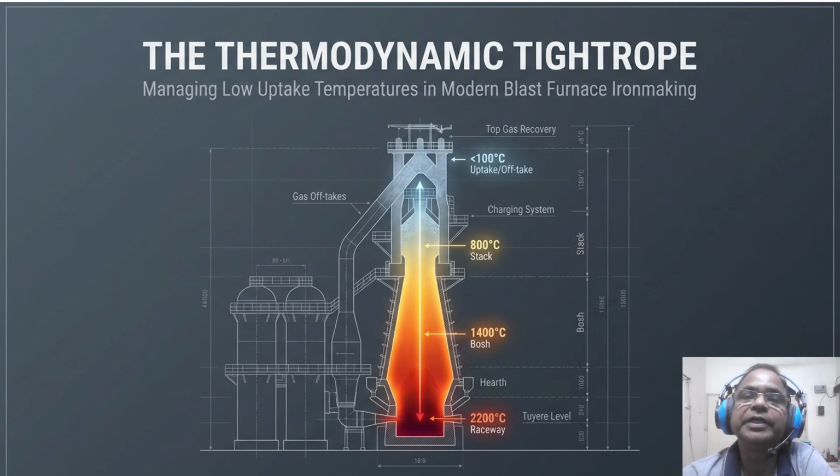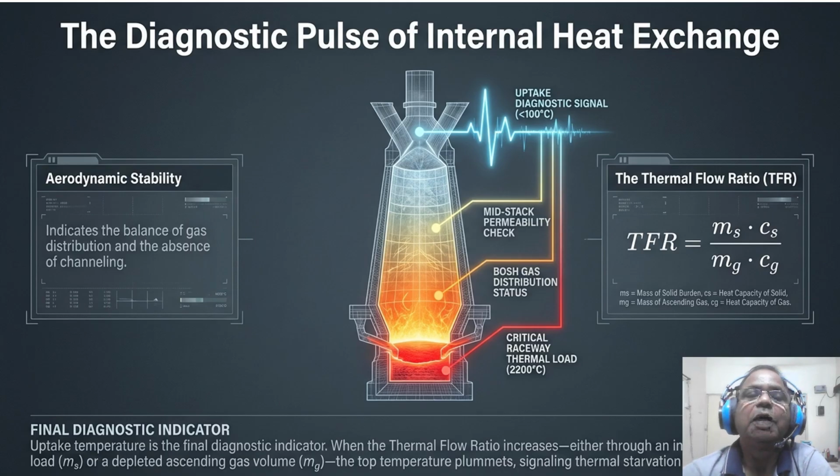So observe the gradient on the screen from the 20 to 100 degree centigrade raceway to a sub 100 degree centigrade top. We must prevent this thermal collapse to protect our physical assets. To diagnose this, we look at furnace pulse. So coming to the diagnostic pulse of the internal heat exchange.